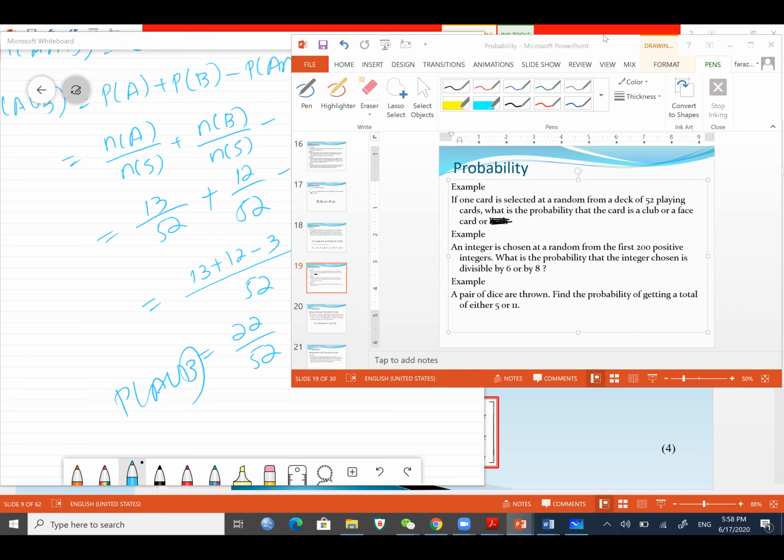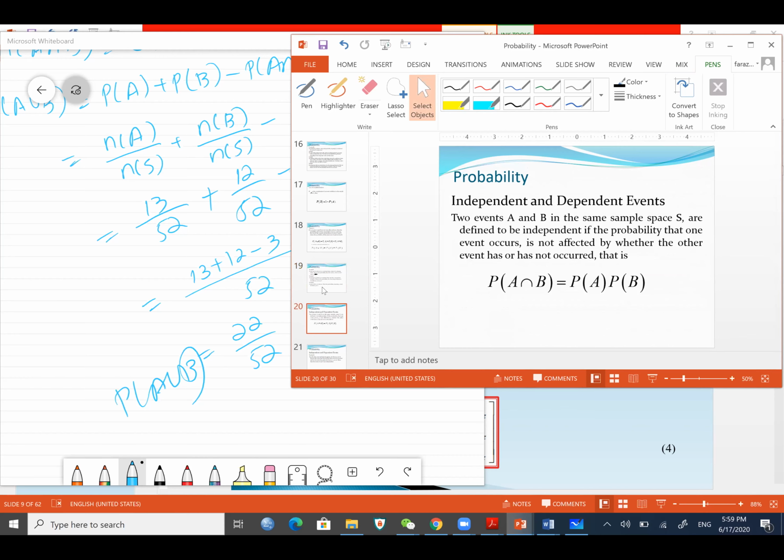Yes. And the next one, a pair of dice are thrown, find the probability of getting a total of either 5 or 11. 5 or 11. Is it a mutually exclusive event or not? It's mutually exclusive. Yes, they cannot occur together. Very good. So that is it.